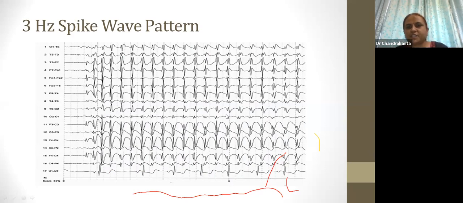Okay, so what is the 3 Hz spike wave pattern? We already know how to count the frequency. So this is 1 second. And now if you count how many spike and waves in 1 second, 1, 2, and 3. Okay, so this is the 3 Hz spike and wave pattern, generalized, which is found in absence epilepsy. And this can be precipitated by hyperventilation. So in typical absence epilepsy, there is a normal background with sudden appearance of generalized 3 Hz spike wave discharges.